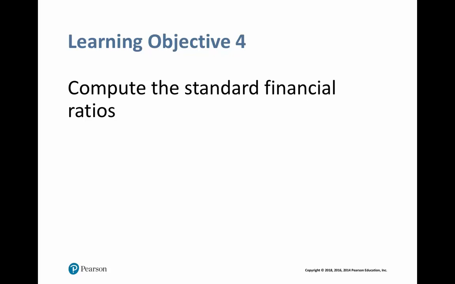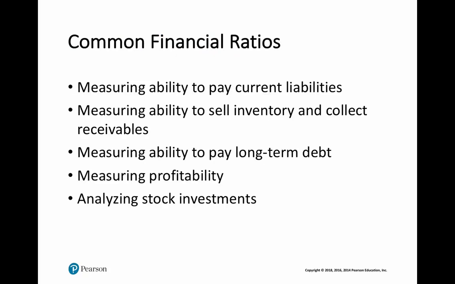So next we're going to go through, for our learning objective number 4, and compute some of the standard financial ratios. Some of the common financial ratios: measuring the ability to pay the current liabilities, measuring the ability to sell inventory and collect receivables, measuring the ability to pay long-term debt, measuring our profitability, and then analyzing our stock investments. The first 4 are very important. Every business should really understand that. The stock investments, it's good. We're going to go through them.